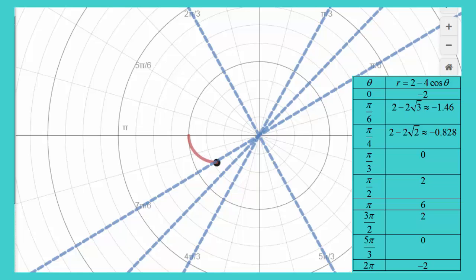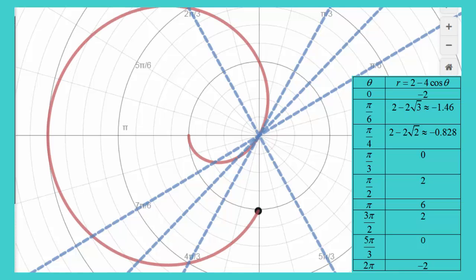But let's see how this traces out. As we get to pi over 6, we have a negative r value. At pi over 4, still a negative r value. And we don't get to the pole until pi over 3. And as you come along, at pi over 2, you're way up there. It keeps coming around, and then we get back to the pole at 5 pi over 3. Continue around.